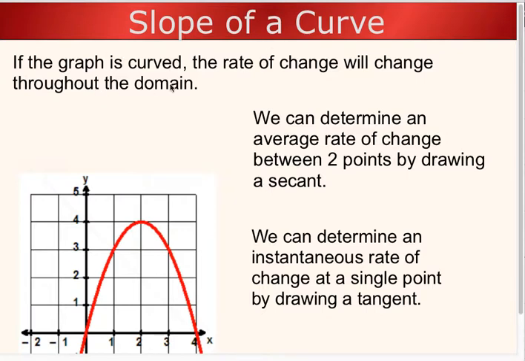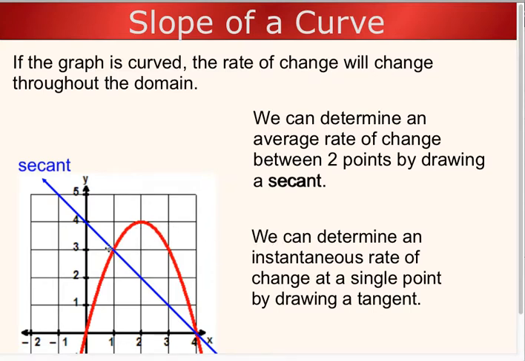Okay, so we talked about this slide yesterday where we could have a curve, and the rate of change changes as the curve changes, and we talked about finding the average rate of change between 2 points. Graphically, we draw a secant line between those 2 points. Algebraically, to calculate the average rate of change, we found the slope of that secant line using the 2 points.